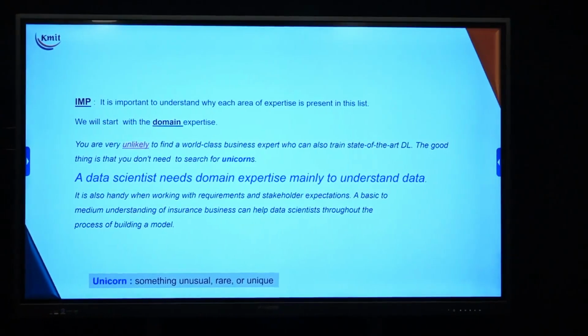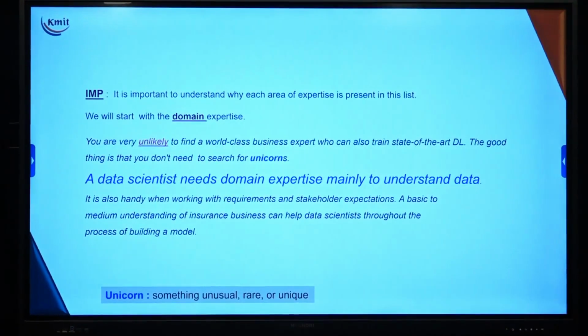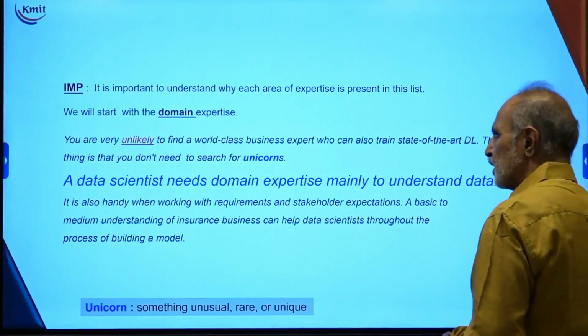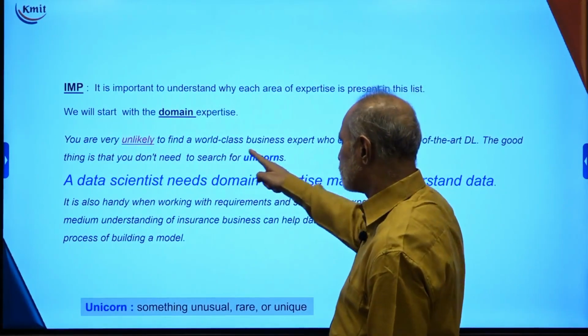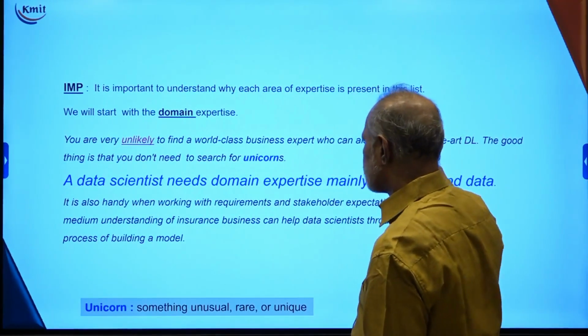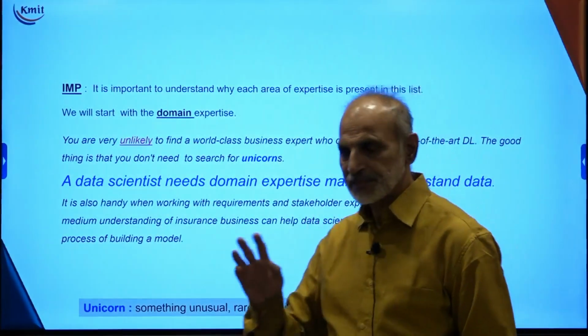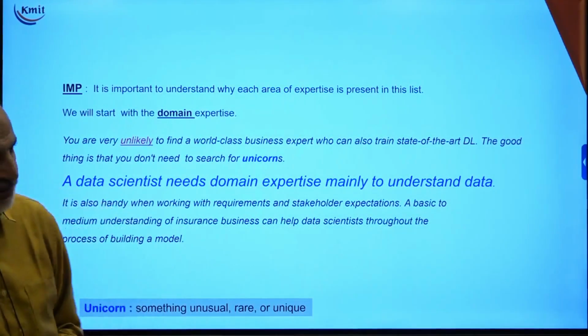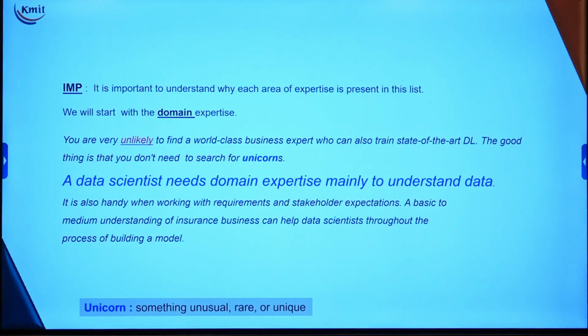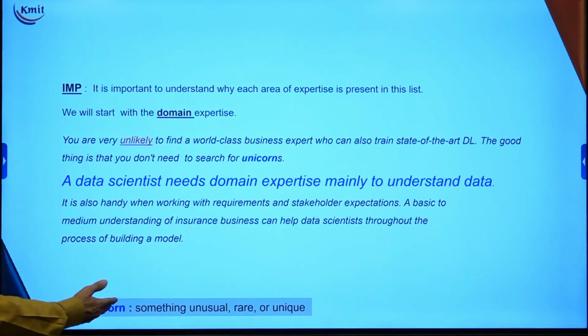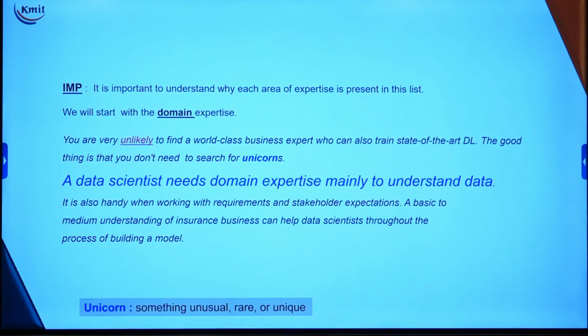Okay. So, it is important to understand that each area of expertise present in the list is required, but it is very unlikely to find a person who has experience in all the areas. You will not find a person who has every kind of domain knowledge; it is not possible. You are very unlikely to find a world class business expert who can also train a state of the art DL model. And the good thing is that you do not need to search for a unicorn. Unicorn means something unusual or rare, or a person very difficult to get. So, that is what we call a unicorn.